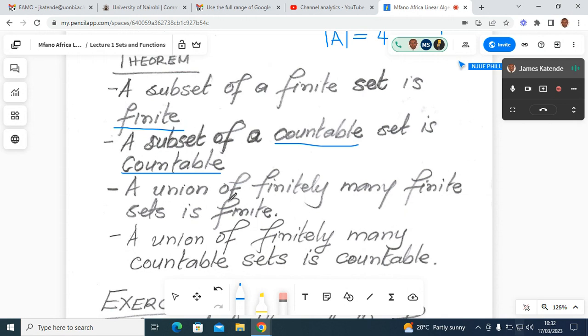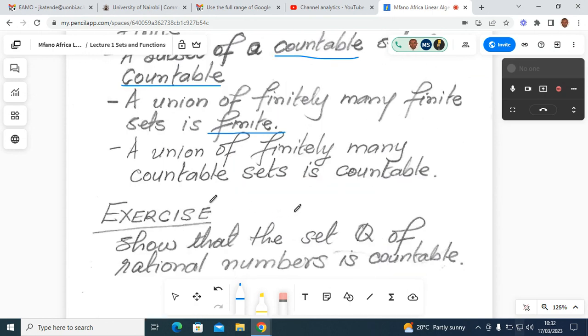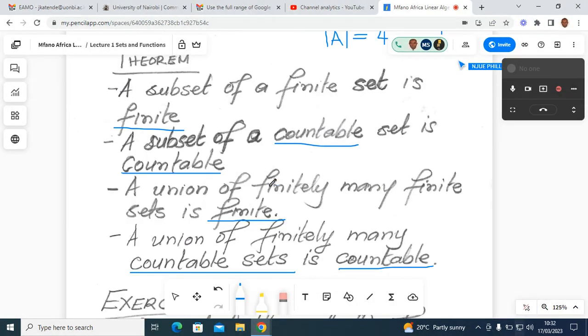If you have a union of finitely many finite sets, you'll also end up with a finite set. And the union of finitely many countable sets will also be countable, as long as it's a finite number of sets whose union you are getting, then this will work. So this one, we will not prove this, but it's important information.